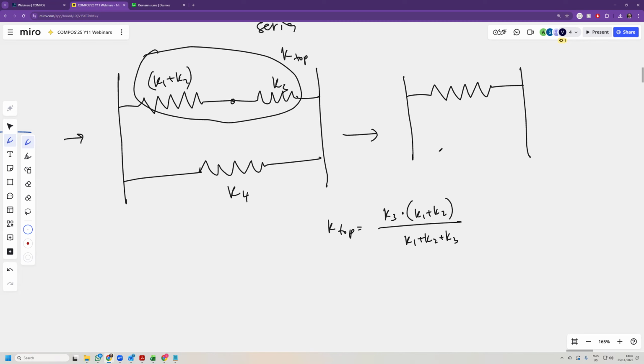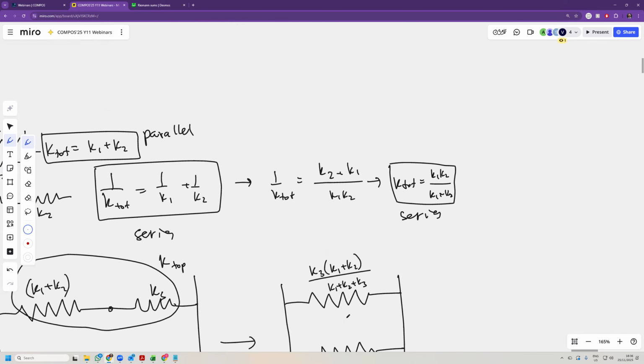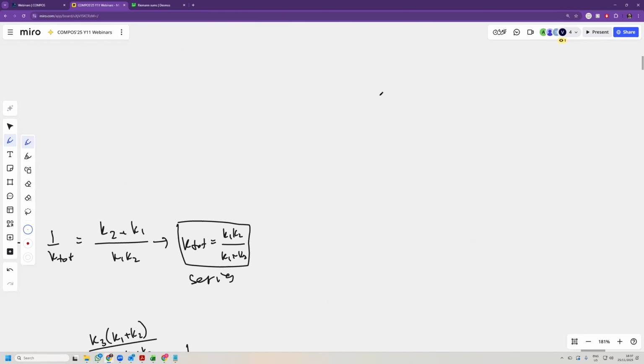How did you do this fraction with K total? Let me show you. This is K4, and this is K3, K1 plus K2, divided by K1 plus K2 plus K3. Okay, so let's recall resistors in parallel. 1 over R total is equal to 1 over R1 plus 1 over R2.